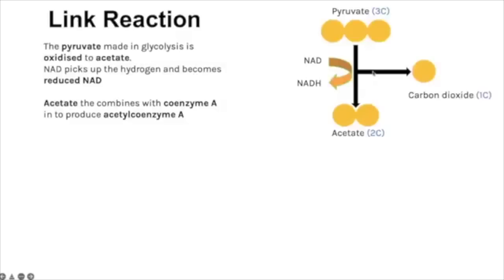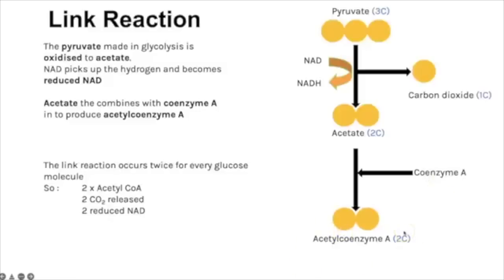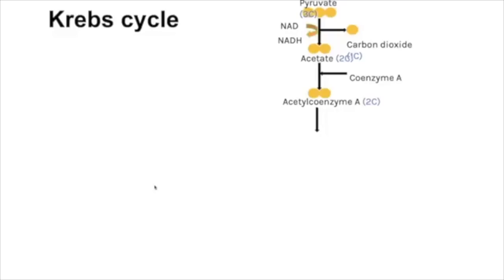reaction. Now that's not the end, because the acetate then combines with another coenzyme called coenzyme A, and that creates acetyl-CoA. And acetyl-CoA is what can then enter the Krebs cycle. So overall, for every glucose molecule, there are 2 pyruvates created. So for every glucose molecule, the link reaction happens twice. So for 1 glucose molecule, we'd create 2 acetyl-CoA, 2 carbon dioxides and 2 reduced NAD.